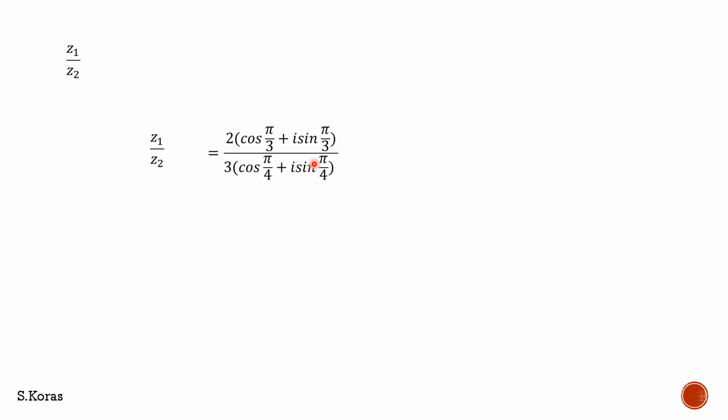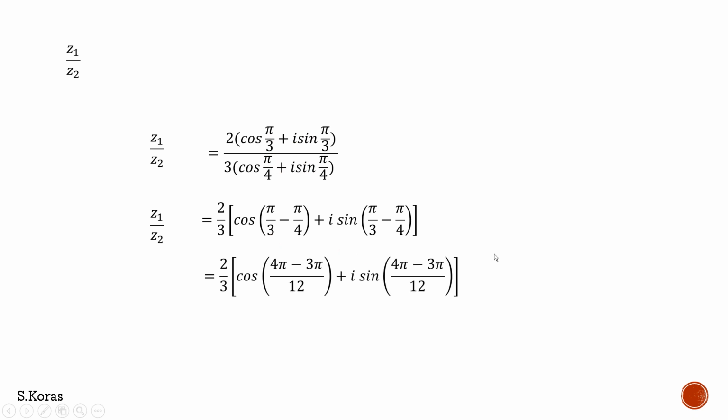So according to the rule of division of two complex numbers, we have to divide their modulus, then we have to subtract the denominator's argument from the numerator's argument, that is 2 by 3 into cos of pi by 3 minus pi by 4 plus I sine of pi by 3 minus pi by 4. If you simplify this, we'll get the answer like this, that is 3 into 4, 12.